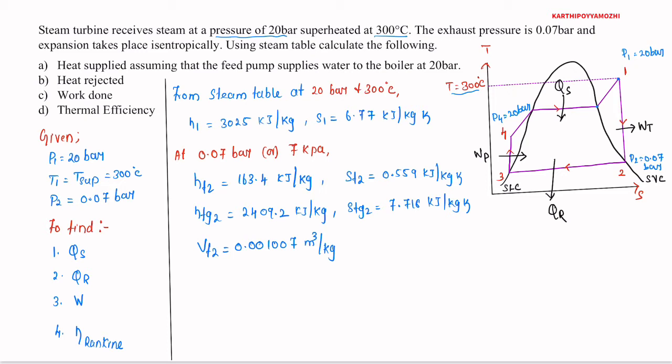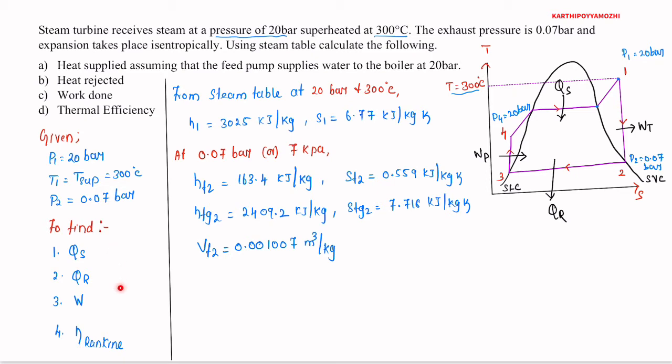That is, we have the values of P1, P2, and P4. The value of P3 is equal to P2 since it is a constant pressure heat rejection process. And 4 to 1 is a constant pressure heat addition process, and 1 to 2 is an isentropic expansion process where the turbine produces the work, and 3 to 4 is an isentropic compression process where work is given to the feed pump. We have to find the heat supplied, heat rejected, work done, and efficiency of the Rankine cycle.